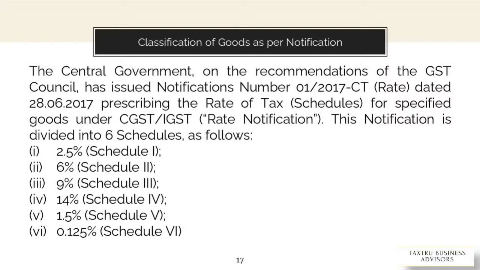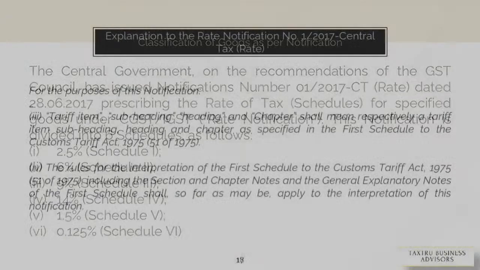Then there is a 12% slab, then there is 18%, then there is 28%, then there is a 3%, and then there is a 0.125% schedule as well. So these are the schedules. As I said, there are multiple tax slabs. The tax tariffs are divided into multiple tax rates.